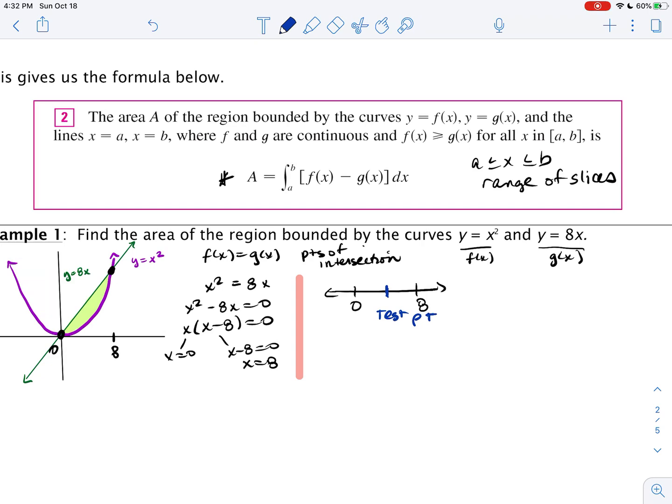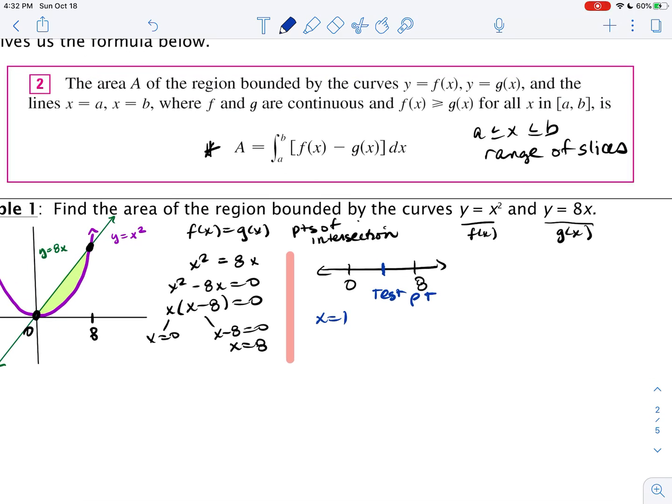And I always try to pick a very easy test point, and that test point here, I would pick x equal to 1, because that's something that's easy to pick. Now I'm going to check what is f of 1. F of 1 is 1 squared, and that's going to equal 1. G of 1 is going to be 8 times 1, and that's going to be equal to 8. So the bigger output is going to be the one that's on top in our function during the entire range of 0 to 8.